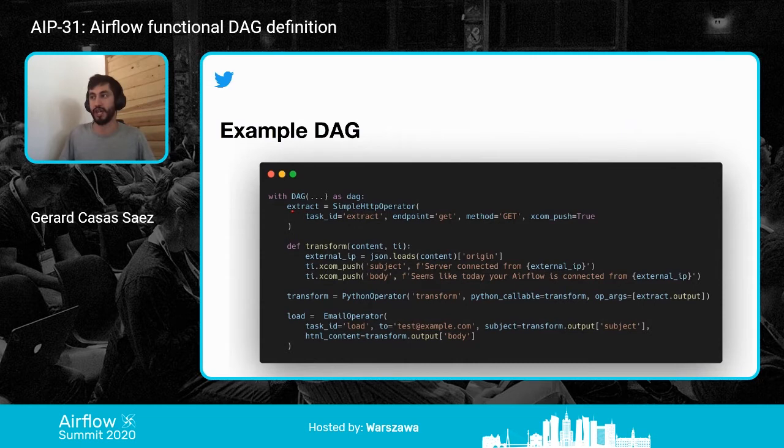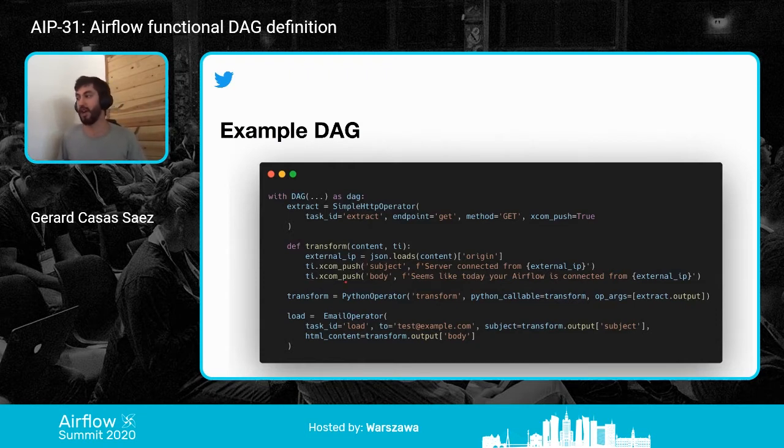And basically what you can do is take the extract operator and use the dot output property that we added to the base operator, which generates an XCom arg for that operator. Then you can set it here, and this gets loaded as the content, which is the JSON in this case, from the HTTP request. That allows us to avoid having to do TI XCom push and XCom pull. It makes this easier. Airflow just does this for us.